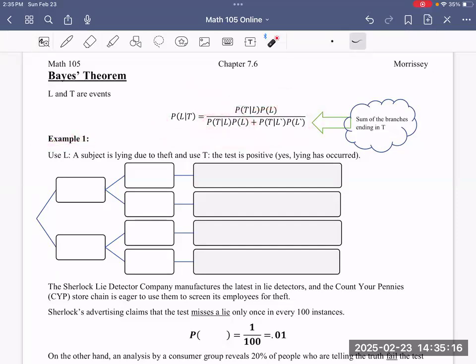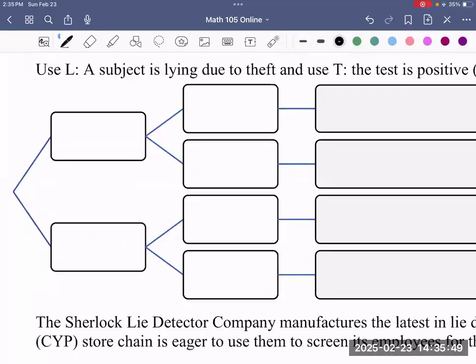So it says, use L, a subject is lying due to theft, and T as the test is positive. So yes, lying has occurred, or so the test results come out to say. So somebody's perhaps taking a polygraph test, and this test is going to either catch the person or let them go, given that they might be lying or not lying, or in fact, perhaps there's some sort of false positive happening. So in which case, what is going to happen first? Are we going to be taking the test first, or is somebody going to be lying, being deceitful? Well, the first thing that we're going to do is perhaps have somebody lie.